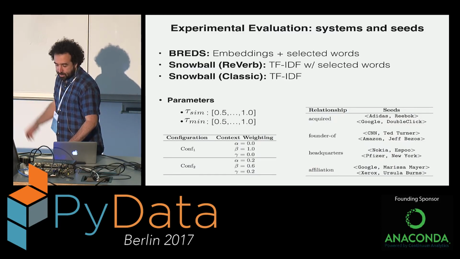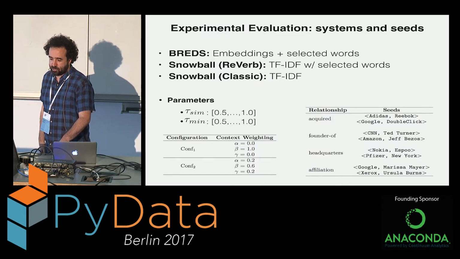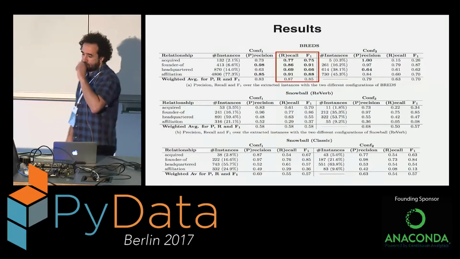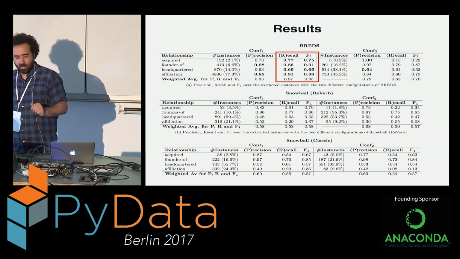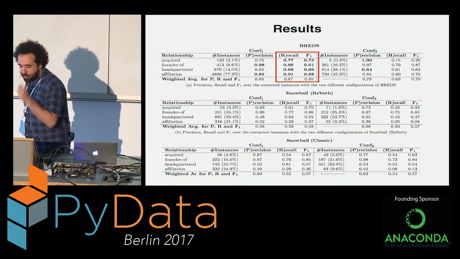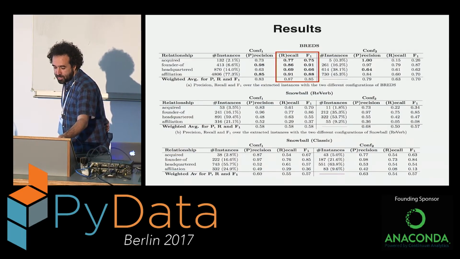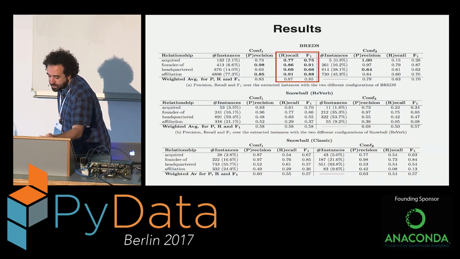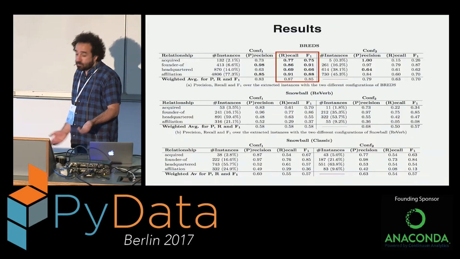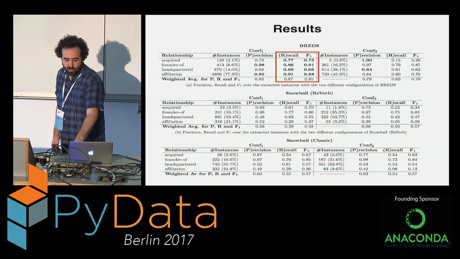I left this running on the machine for almost 1 week, and then at the end you just collect the results and compare them. This is lots of information, so I'll go quickly. On the first column, we have the number of instances extracted by each system. You can see that BREDS extracts much more, especially for the affiliation relationship, and also with a good precision and recall. It beat all the other systems. I saw this and I was happy, and then I started understanding why. I wanted to see more of the results.